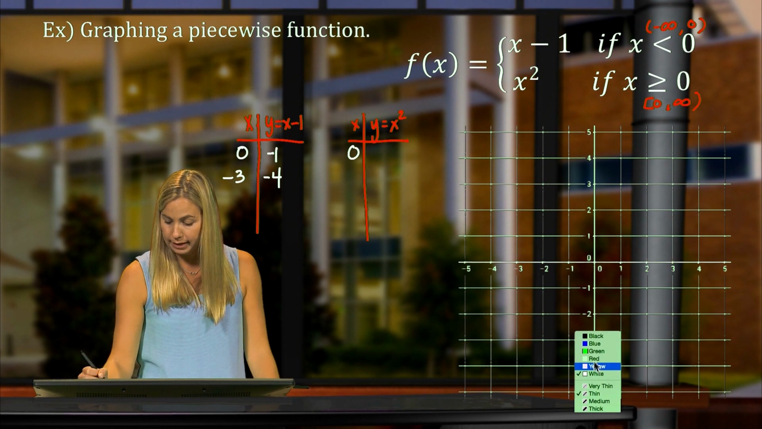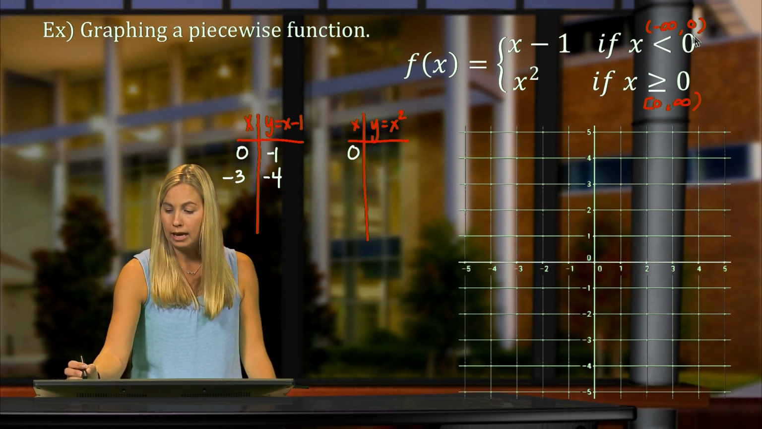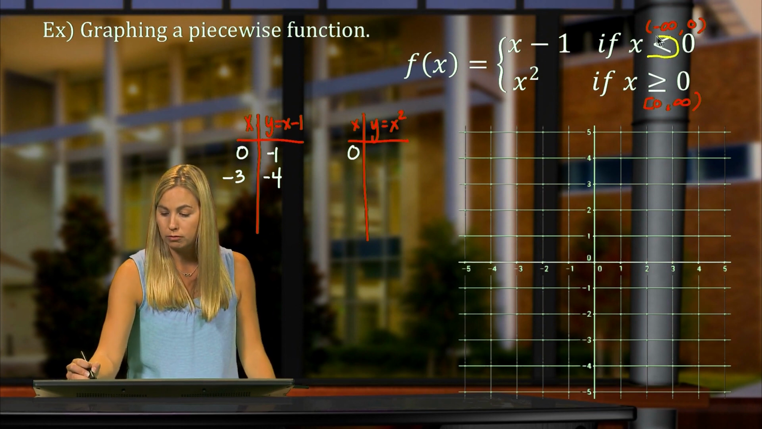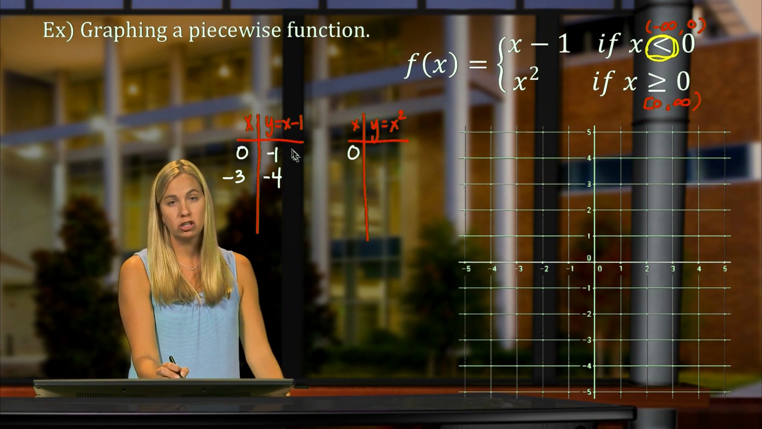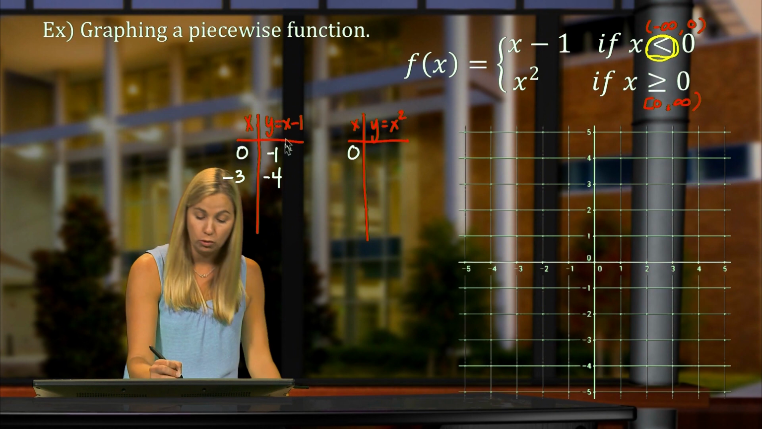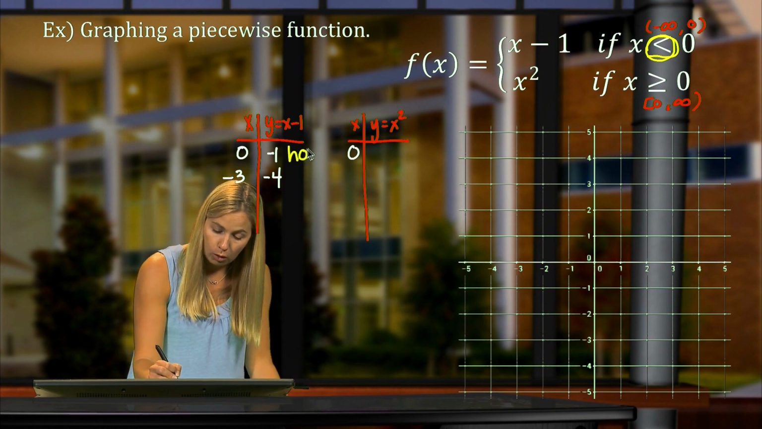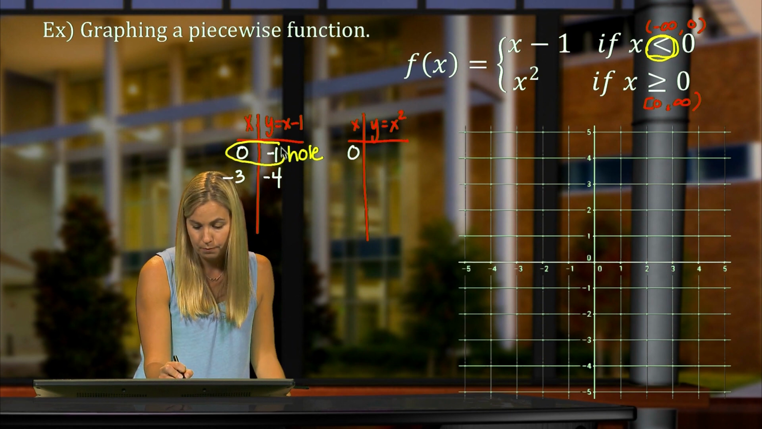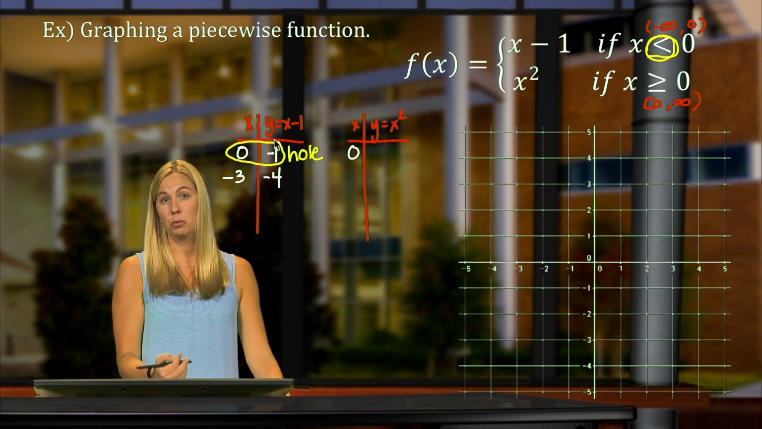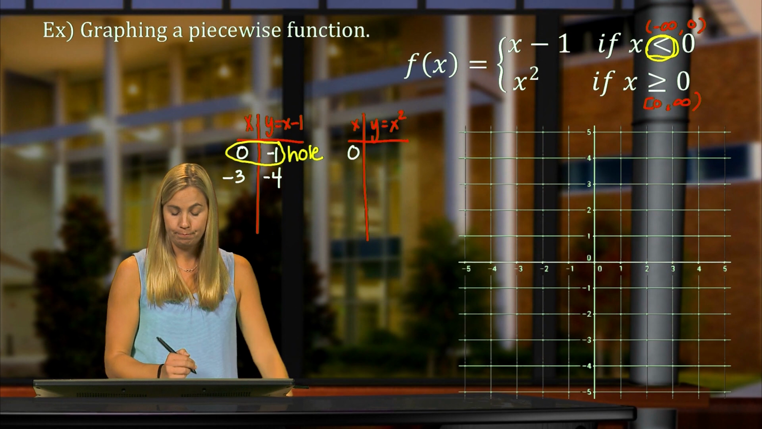Now what we want to pay attention to is that we can't include 0 here, right? This is strictly less than 0. So is this actually going to be a point on the graph? And the answer is no. This is going to be a hole. And that looks exactly like what you think. We're going to draw a point that looks like a hole.